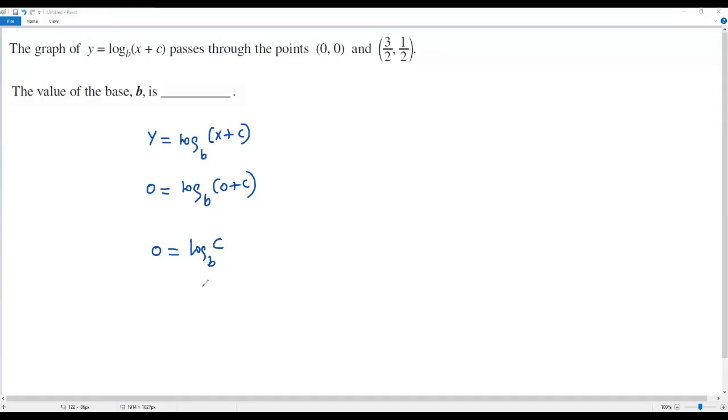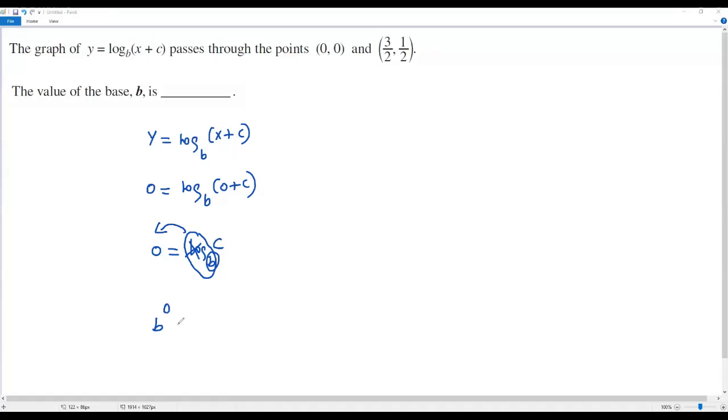Now I have to simplify this. This equation is in logarithmic form, so I have to convert it to exponential form. To do that, I move this logarithm with its base to the left side of the equation. I ignore the logarithm and consider only the base b on the left side. The value which already exists on the left side will become the exponent of this base b.